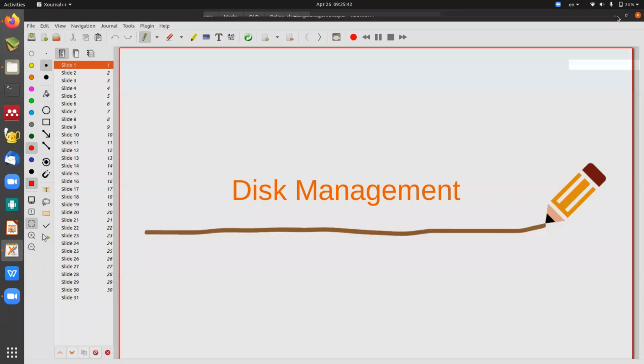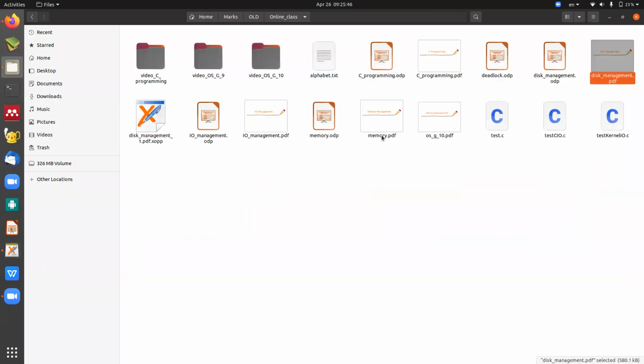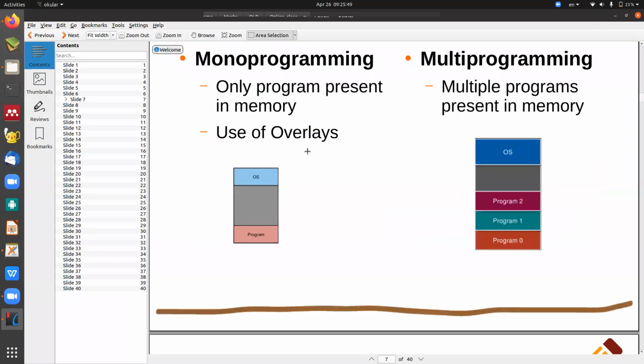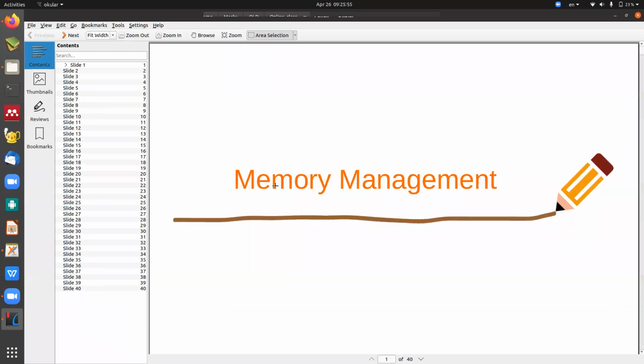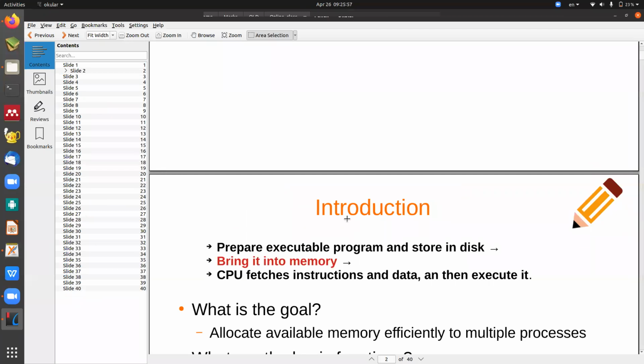So this is the thing. These things are already there. I'll share so that it will help you. So from the very beginning, the way we have studied memory management, it will be helpful for revision purposes. What is the goal of the memory management? What is the basic functionality? How a program gets executed?